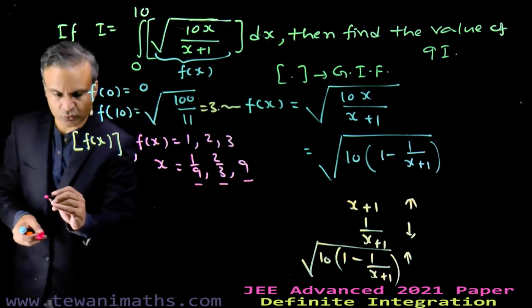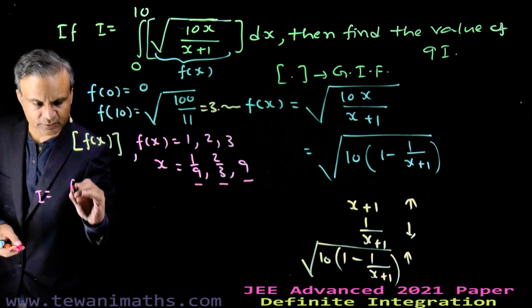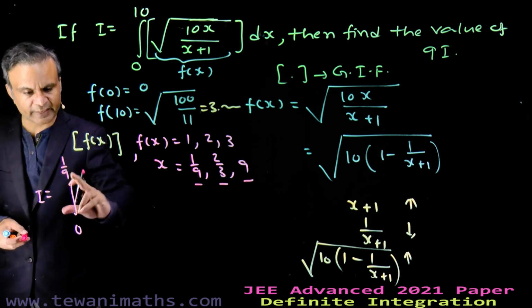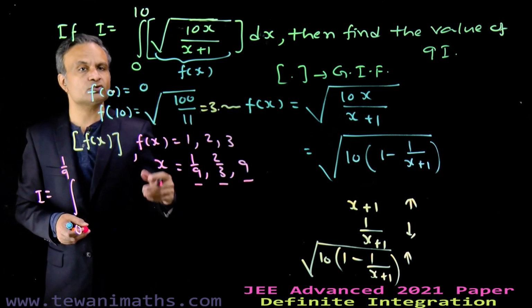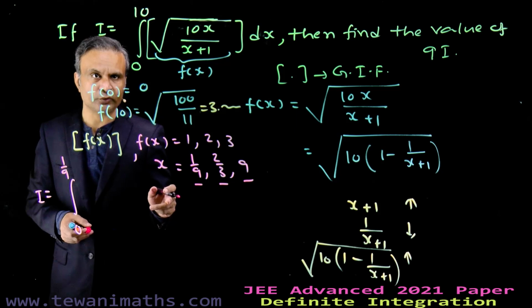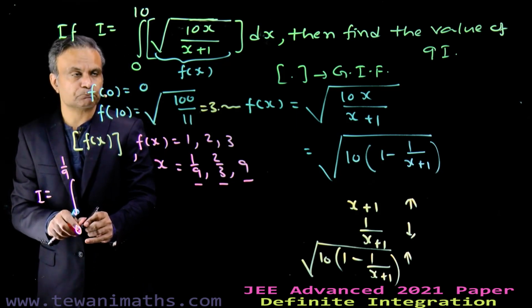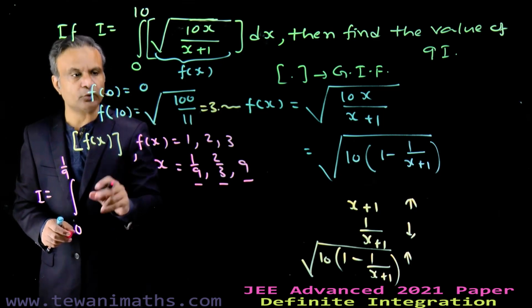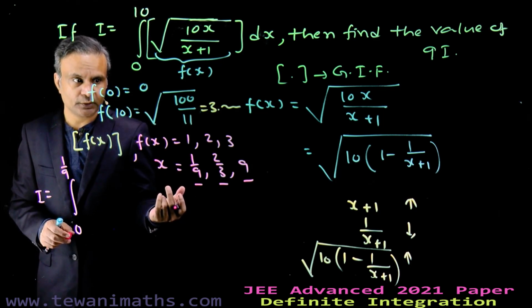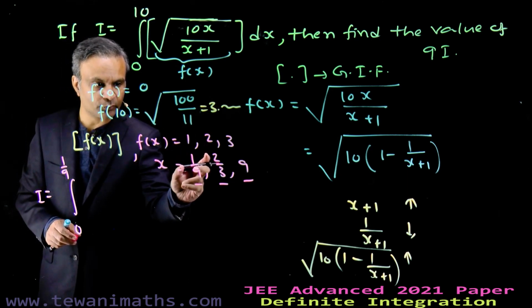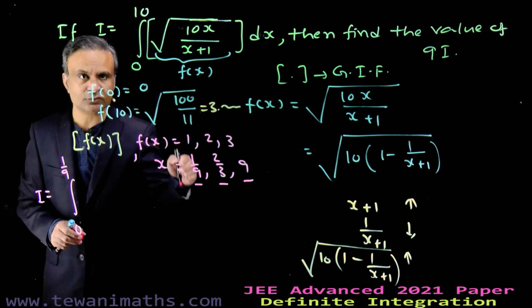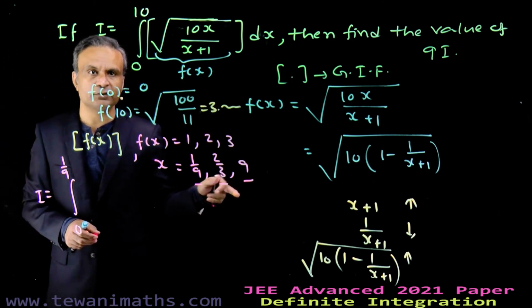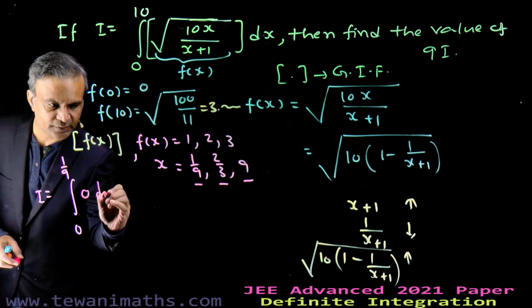So I is equal to, first we have limits 0 to 1 upon 9. When x belongs to this interval, f x belongs to open interval 0 to 1. f of 0 is 0, f of 1 upon 9 is 1. For f x is equal to 1, we are getting x is equal to 1 upon 9, meaning f of 1 upon 9 is 1. For these values of x, f x belongs to open interval 0 to 1, so its greatest integer will be 0.